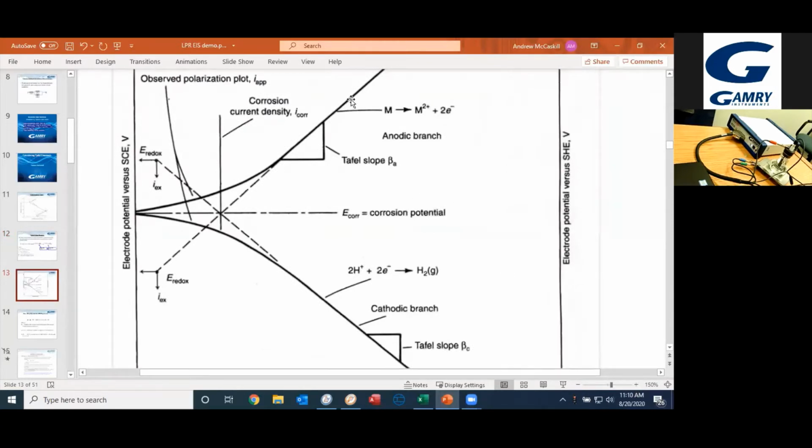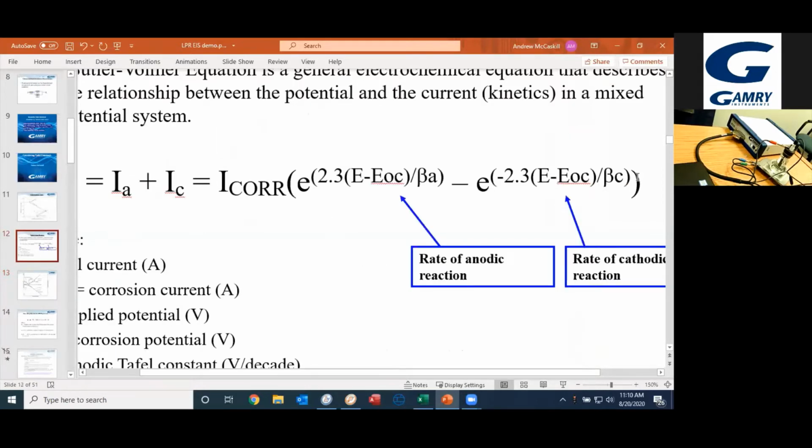You have your anodic slope right here when you have the anodic side of the reaction, and that Tafel slope, this beta value, is the slope, as we can observe right here. For the cathodic branch, and actually let me back up, we have this Tafel slope right here. This refers to the term we were looking at right there.